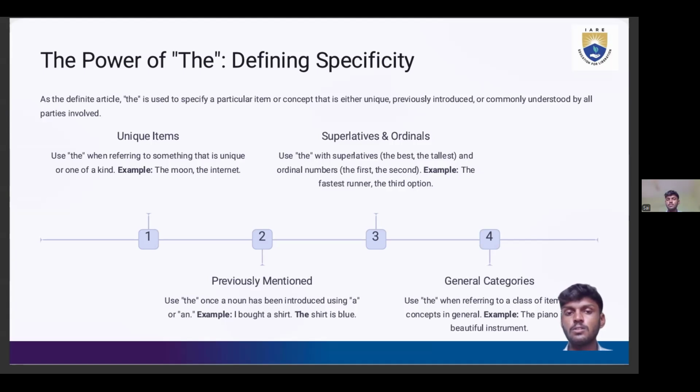Now we can discuss when to skip articles. Not every noun needs an article. For example, no article with plural general nouns: dogs are friendly. No articles with uncountable nouns when speaking generally: water is essential for life.